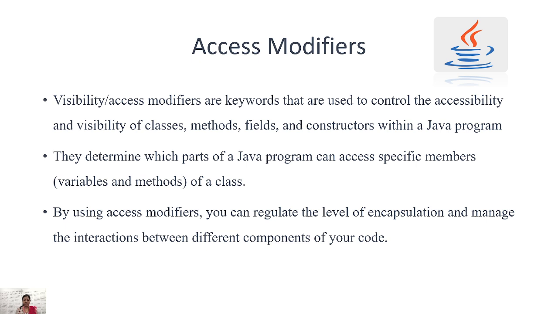Whenever we are considering encapsulation, that is binding the data and the methods together in a class, how will you bind that, or how will you control the visibility of the different parts of the Java program, that means the classes, methods, fields, or constructors? For that, we have the access modifiers.